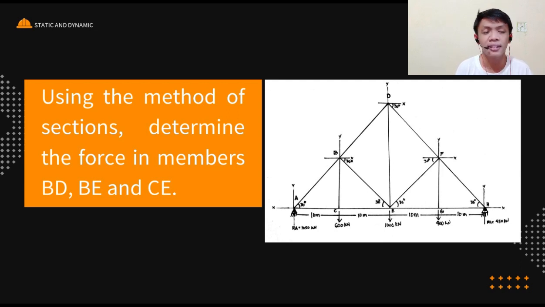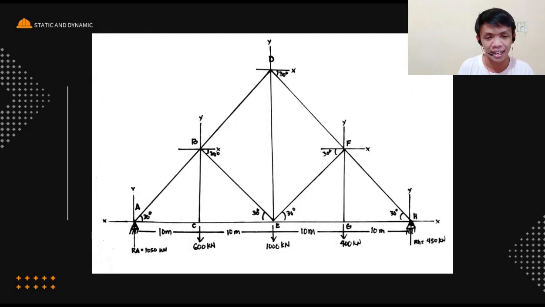But before that, i-identify muna natin which part of the triangle yung gagamitin natin as section. It's either left or right. Since magde-decide tayo na gagamitin natin yung left, yun yung isi-section natin. But first, kukunin muna natin yung reaction. Since may nakuha na tayong reaction gamit yung method of joints, yun na lang yung ilalagay natin sa na-section na part ng triangle. Ang kukunin natin is yung reaction ng A, which is RA is equals to 1,050 kilonewton.